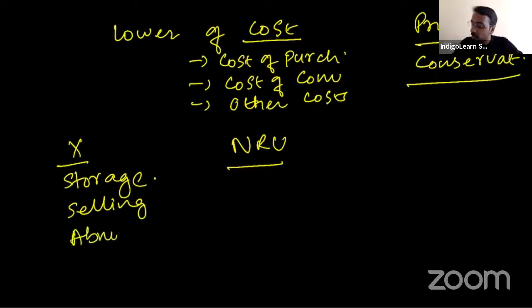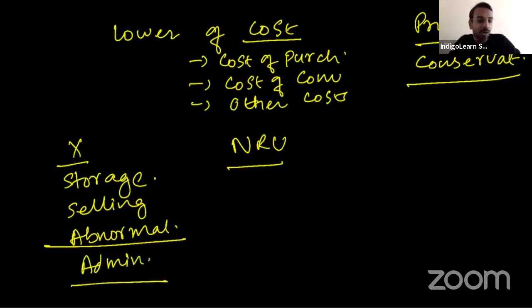Any item of abnormal loss, right? We discussed abnormal loss in the previous session also in consignment. If it is an item of abnormal loss, you will not include it. And if it is any administrative related cost, even these costs you will not include.